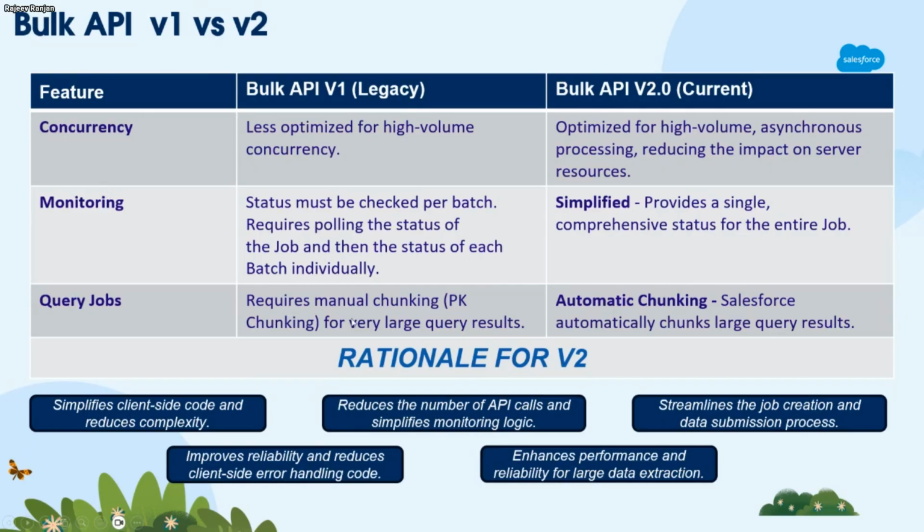If you comparatively look at all these features, the rationale for v2 is basically to simplify client code and reduce complexity, reduce the number of API calls and simplify monitoring logic, streamline the job creation and data submission process, improve reliability and reduce client-side error handling code, and enhance performance and reliability for large data extraction. This is how we can promote why v2 is a better, upgraded version of v1, and what the rationale behind it is.